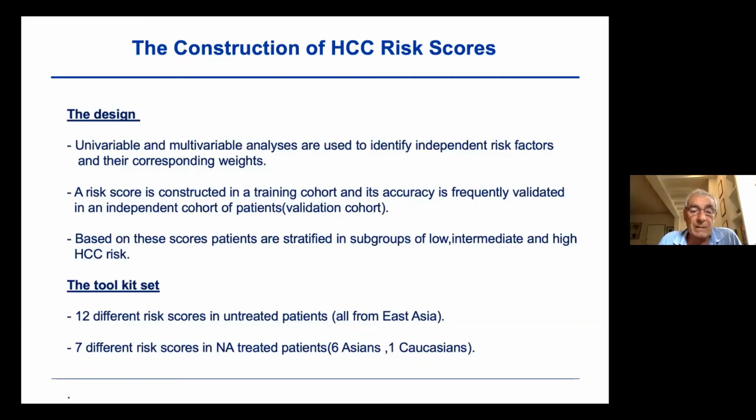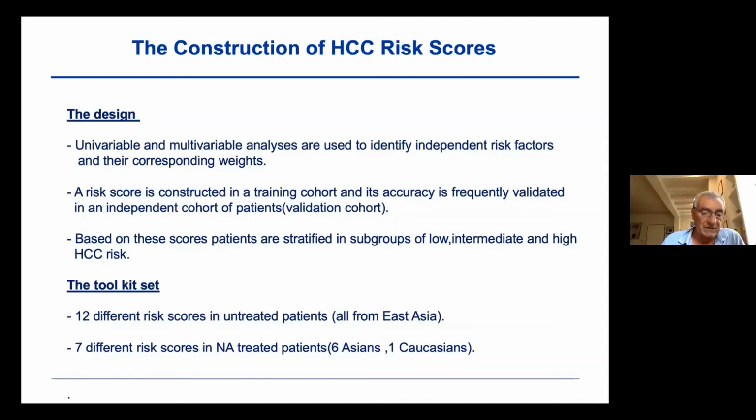Based on this, patients with chronic hepatitis B are now stratified in subgroups of low, intermediate, and high risk for liver cancer. And currently, we have at least 12 different risk scores in untreated patients, all from East Asia. And I must say that at least in the West, we no longer see patients that are left untreated after diagnosis of chronic hepatitis B, provided they fit the criteria to start therapy. They must have a certain level of viral replication along with a certain degree of liver impairment.